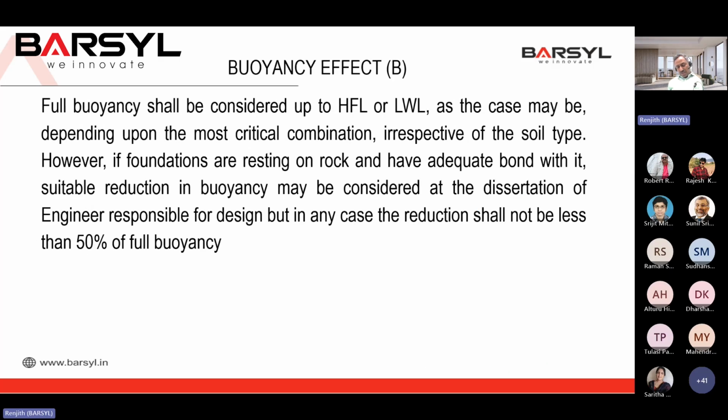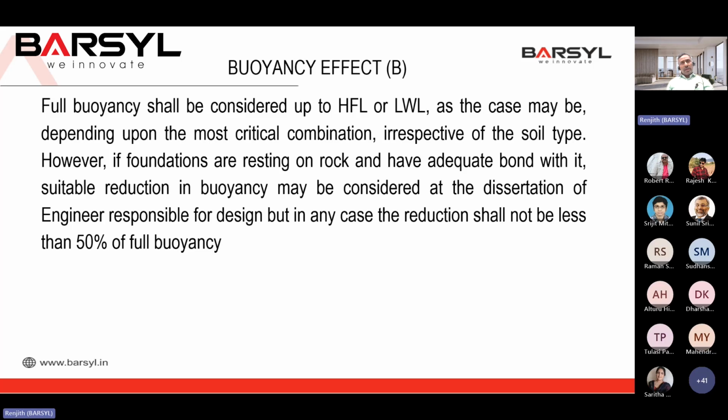Now, buoyancy effect. So when there are major bridges, and major bridge means one which is crossing a stream, whose span is more than 12.2 meters. That is a major bridge. It is crossing a river or nalla. So in that case, water can come near to the abutment, and based on the HFL, high flood level, some part of the structure can go below the water level.